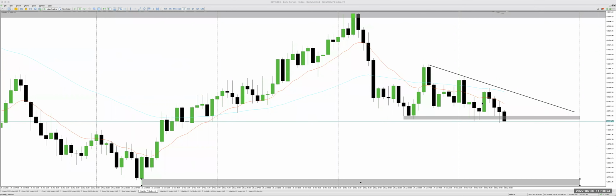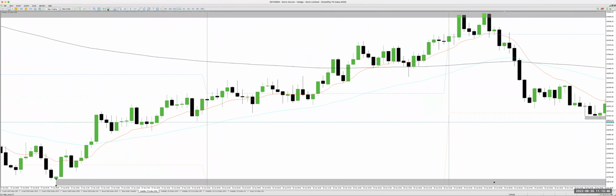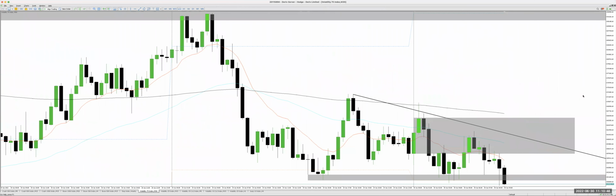So right now, I don't have an entry. Would have been best to have an entry right on this area here. That would have been best, but we're late on that entry already. So let's see if we're going to get another possible entry.